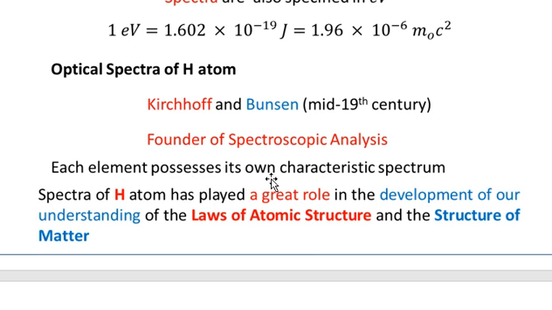Each element possesses its own characteristic spectrum. So you see that we have many elements, and if you take a single isolated atom from those elements and study the spectrum of those atoms separately, independently, you will notice that some of the frequencies will match, some of the wavelengths emitted, some structural relevance could be obtained with different atoms, but no two atoms will be identical to each other.